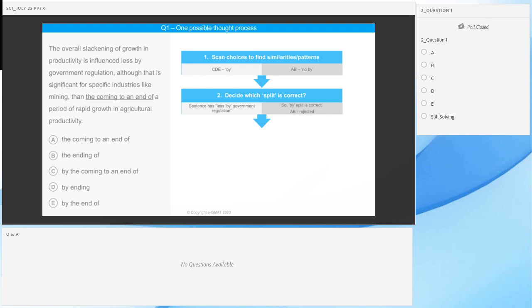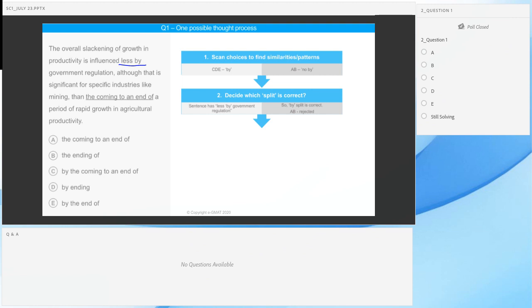And then over here, let me quickly bring my pen over here so that I can annotate. Okay, so we see less by here. And so we understand that, okay, I have then, but it should be than by to keep the parallelism going with the comparison. So obviously choice A and choice B are out, right? Now we have to deal with choices C, D, and E.